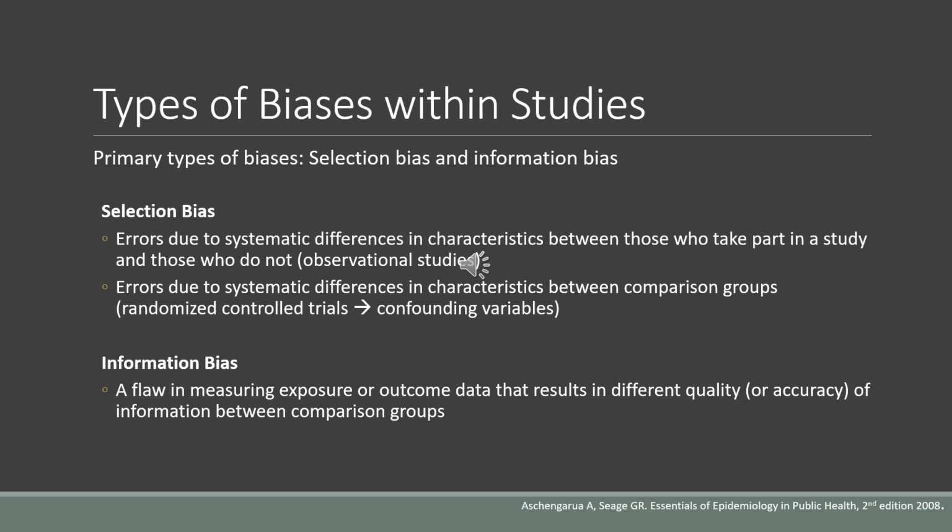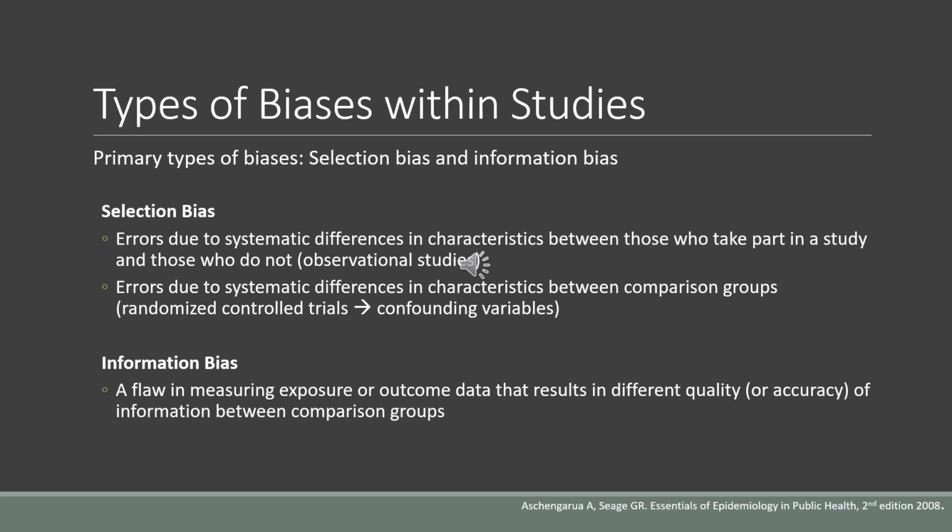Errors in selection bias in randomized control studies tend to be errors due to systematic differences in the characteristics between the comparison groups. In other words, patients with a particular type of baseline characteristic are more common in one group than another group.